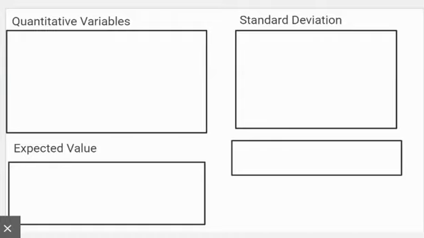Hey everyone, in this video we're going to be looking at the big ideas for section 6.1. So let's start with quantitative variables.